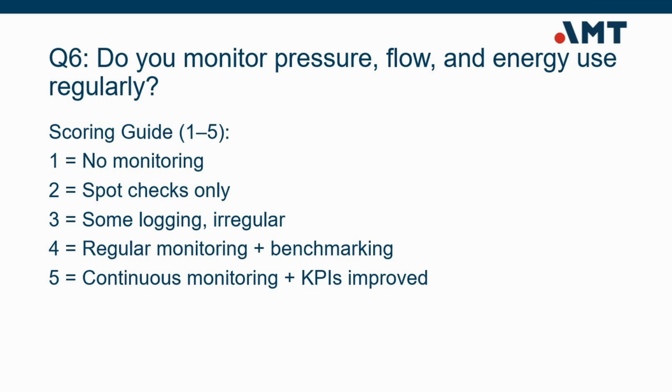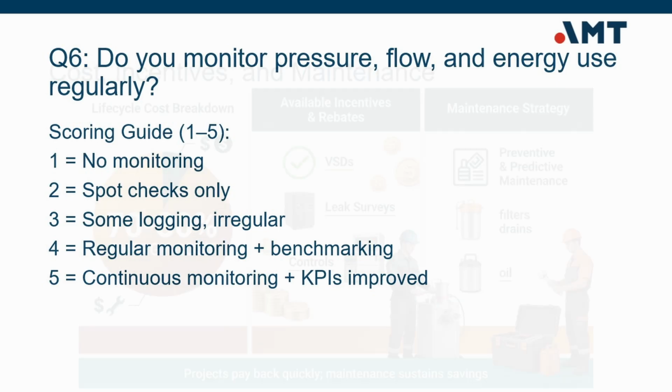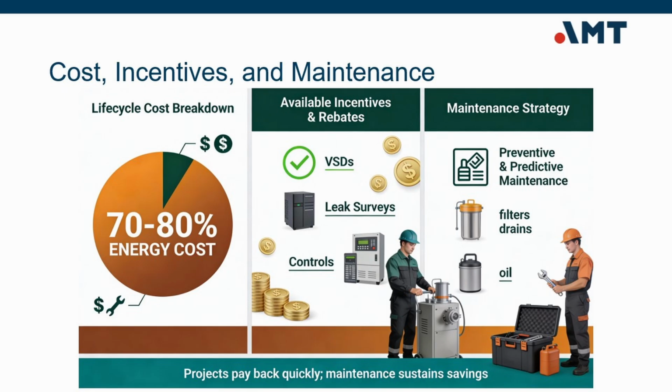Now let's connect what we measure to what it actually costs and where utility incentives can help. One of the most important concepts on this slide is life cycle cost. When you look at a compressed air system over its lifetime, 70 to 80% of the total cost is energy, not the initial equipment purchase. That means small efficiency improvements can generate significant financial returns, especially since most systems operate thousands of hours per year. This is why compressed air projects often have strong payback.